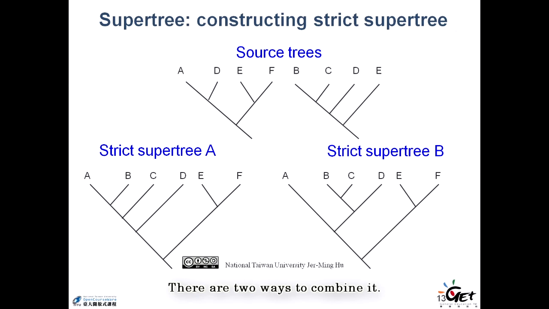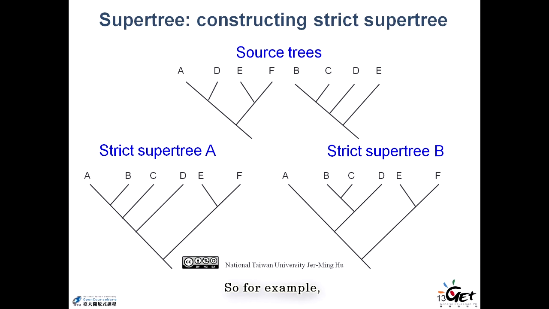two trees. There are two ways to combine them, and these are just two of the examples you can get. This is a supertree you can get. It's A, B, C, D, E, F, with this relationship. And another supertree you can construct is B, C together, and then D and A. And these two trees are totally compatible with the middle source tree.